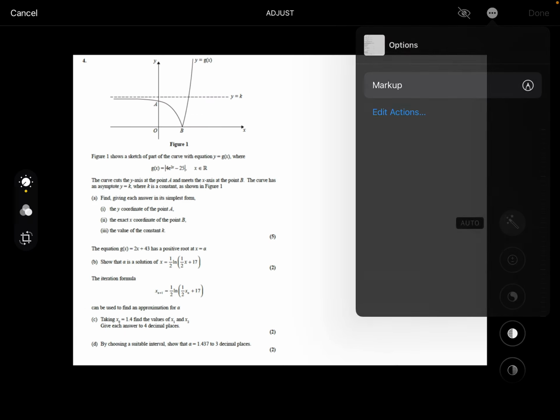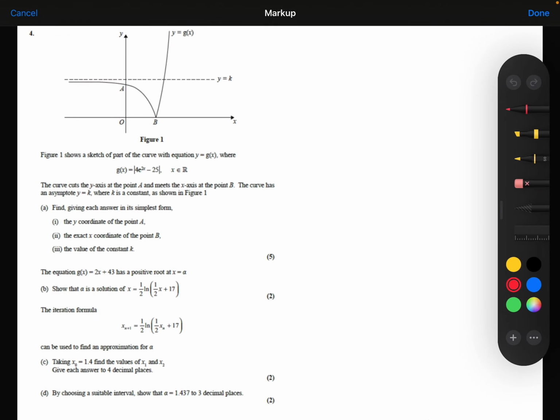Right, so let's move to the next part. The equation g of x is equal to 2x plus 43 has a positive root at x equals alpha. Part B, show that alpha is a root of that equation. So g of x is equal to 2x plus 43. 43 is roughly about here, so 2x plus 43 is going to look something like this. And we can see that they're going to have a positive root here.